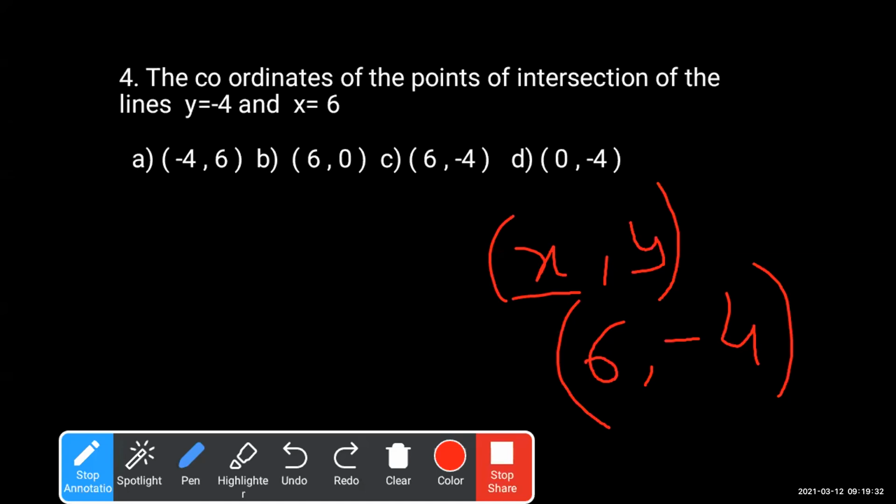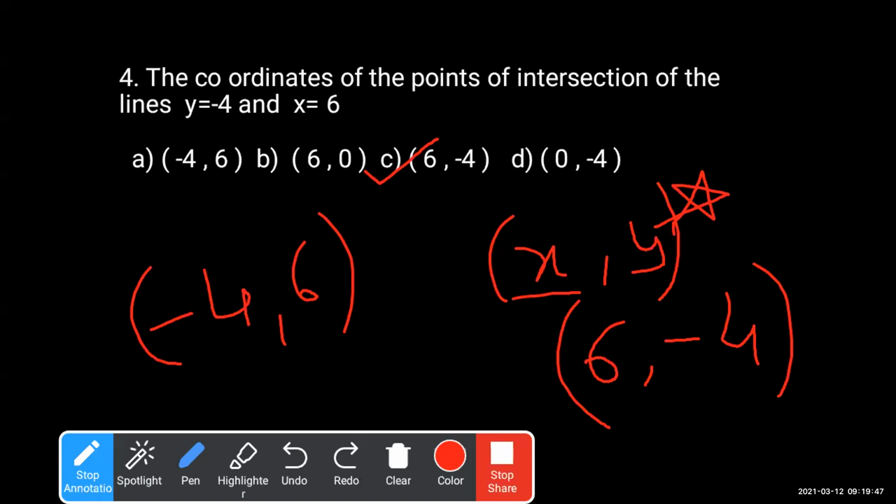So the option will be C. Don't write -4 comma 6. This is wrong because every time we write the x coordinate first and the y coordinate second. So the correct form of writing is 6 comma -4. That is, 6 is the x coordinate and -4 is the y coordinate.